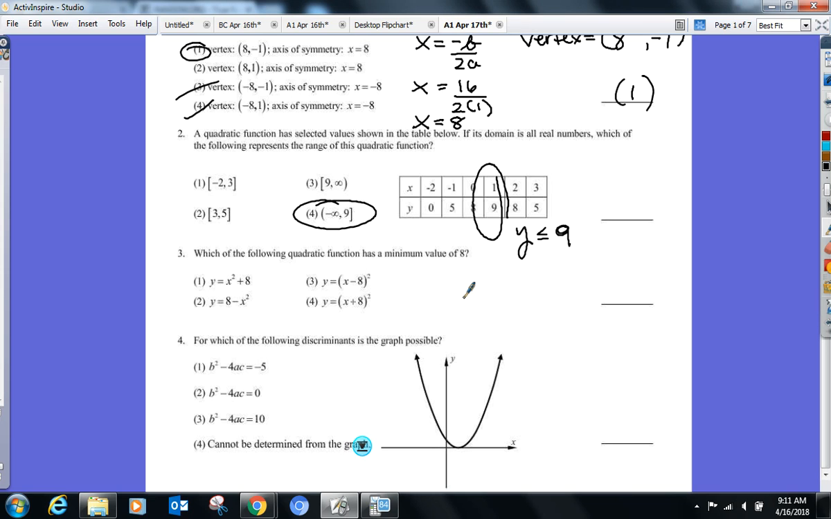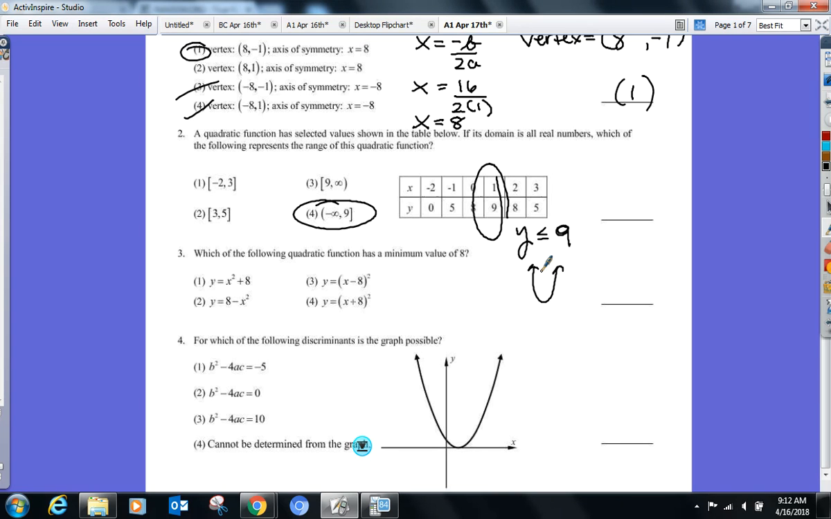Which one has a minimum value of 8? What type of parabolas have minimum values? Ones that open up or ones that open down? Ones that open up. Okay, so my parabola should open up here. Let's go through each choice. Now, worst comes to worst, plug them in your calculator. But I don't want to do that right now because there are other concepts I want to review in this problem.